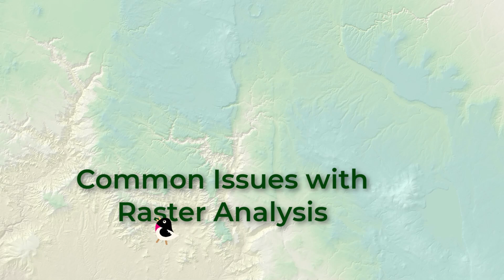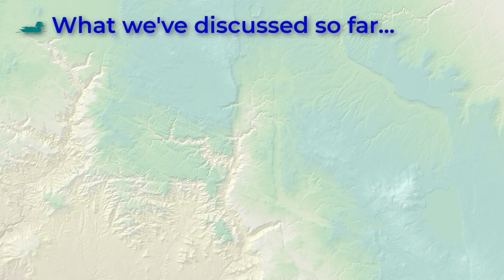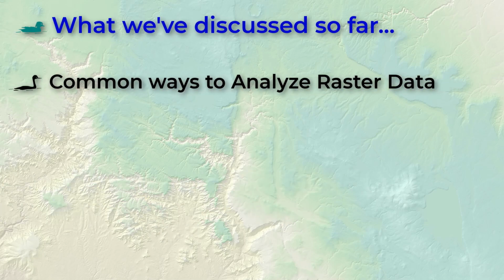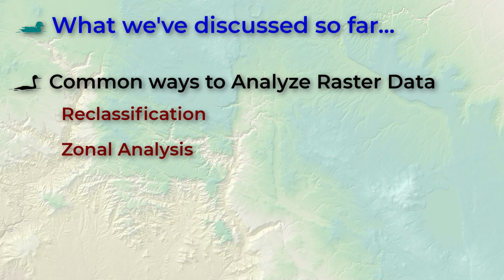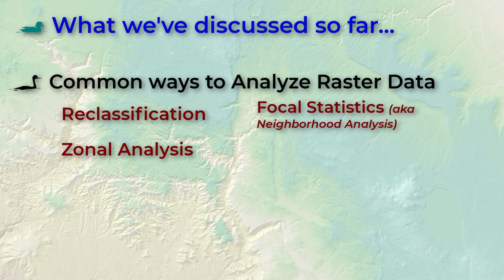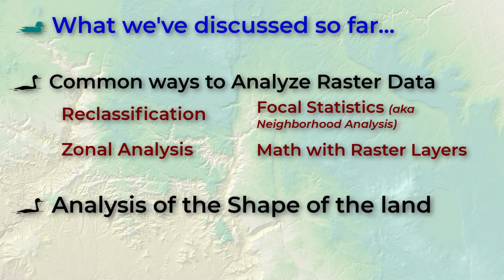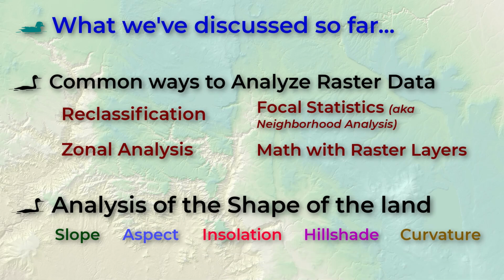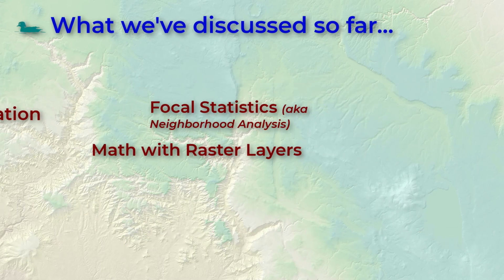So far we've discussed several common methods for analyzing and working with raster data, including reclassification, zonal statistics, focal statistics, and using raster datasets in mathematical operations. And then we discussed several ways to analyze the landscape surface using a DEM, or digital elevation model, to derive slope, aspect, solar insolation, hillshades, and landscape curvatures. And we looked at different ways you can use these topographic measures in your analysis and maps.